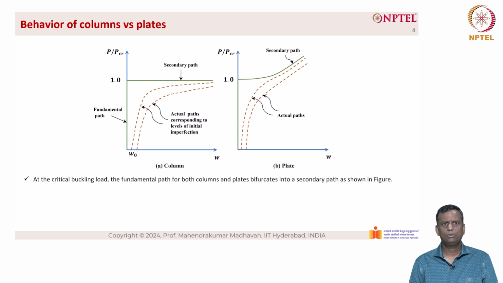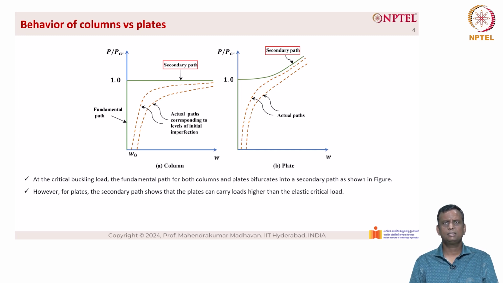So at the critical load, the fundamental path for both columns and plates bifurcates into a secondary path as shown in the figure. However, for plates, the secondary path shows that the plates can carry loads higher than the elastic critical load. So the secondary path is shown here on the left hand side as well as the right hand side. The left hand side, as you can see, is a constant one, whereas in the right hand side, it continues to take load for the plates.